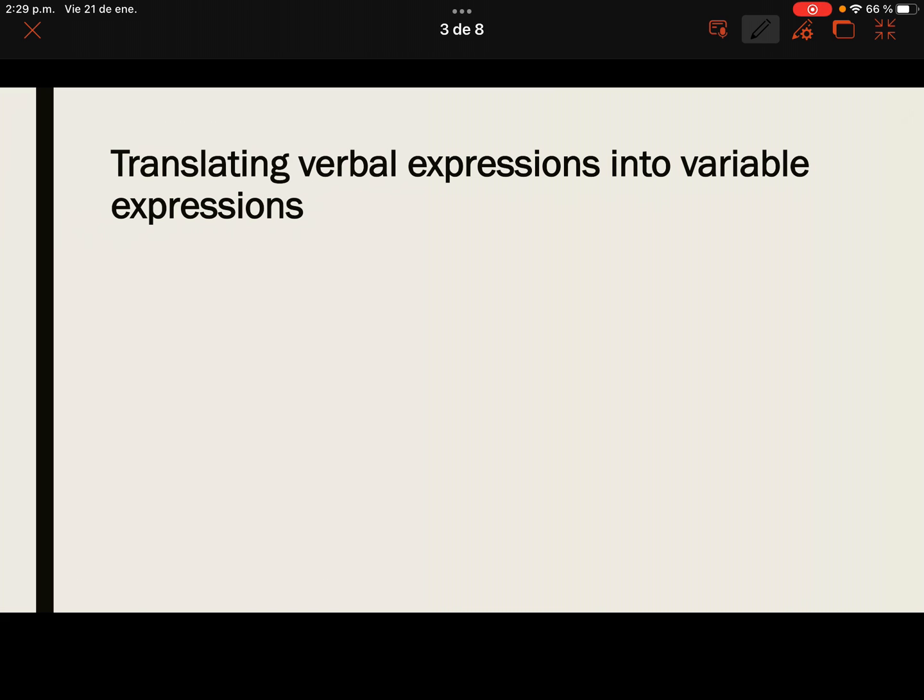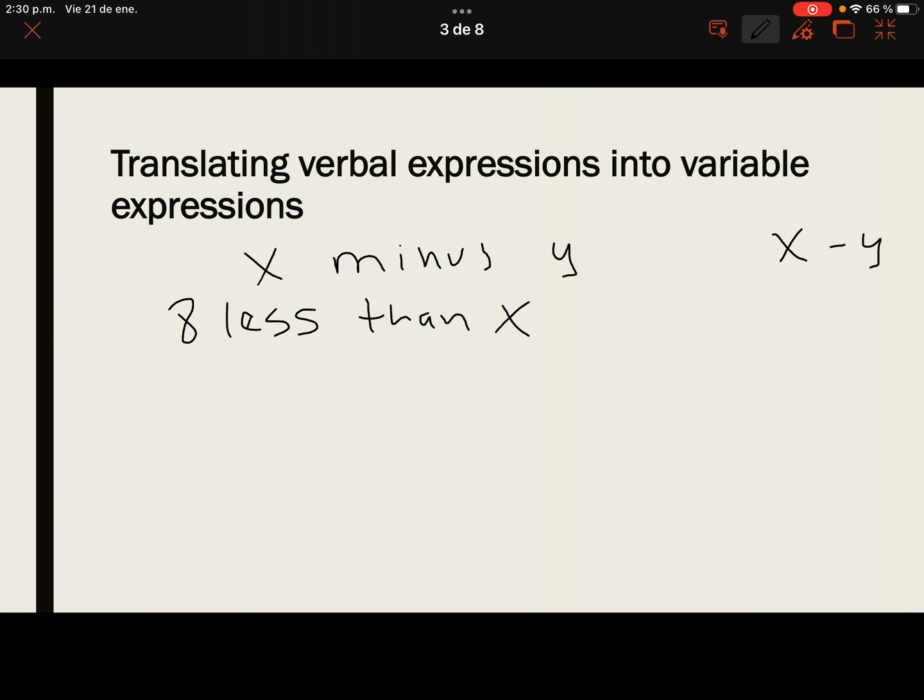The first one, the easiest, is minus. For example, x minus y. The next one is "less than." For example, 8 less than x means that we have x at the beginning, and then we are subtracting 8 objects from the total of x.